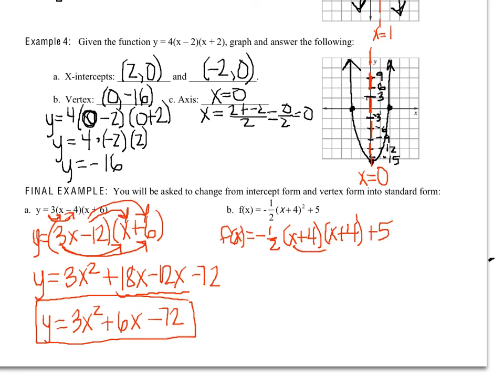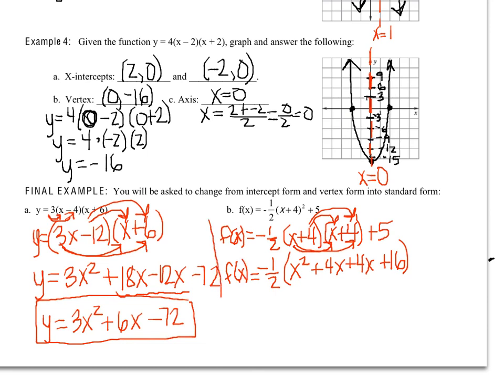So let's multiply here. Let's use FOIL, first, outside, inside, last. So we have x squared plus x times 4 is 4x. 4 times x is plus 4x again. 4 times 4 is plus 16. I've got this in parentheses because I've still got that negative 1/2 out there. Still got that f of x hanging out in the front as well. Draw a line to separate these two. We still got plus 5 hanging out at the end there as well.